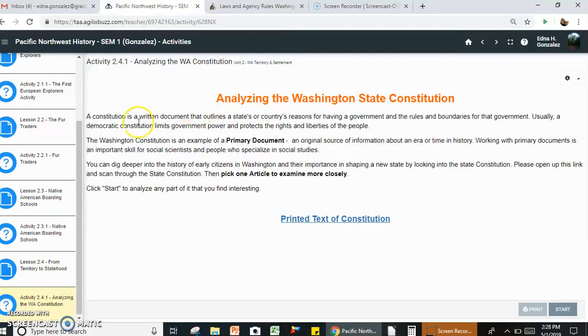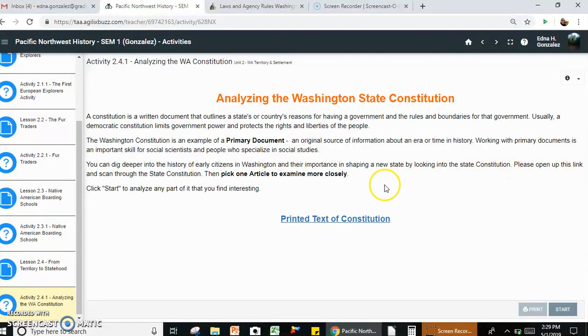It says usually a democratic constitution limits government power and protects the rights and liberties of the people. So the Washington Constitution is an example of a primary document, an original source of information about an era or time in history. Working with primary documents is an important skill for social scientists and people who specialize in social studies. You could dig deeper into the history of early citizens in Washington and their importance in shaping a new state by looking into the state constitution.